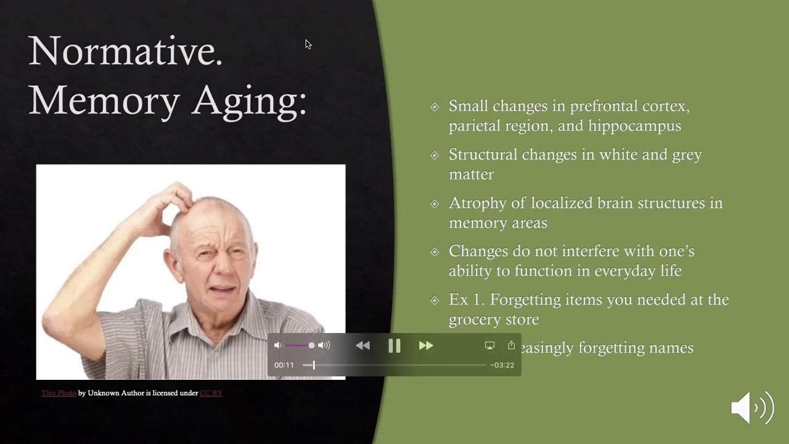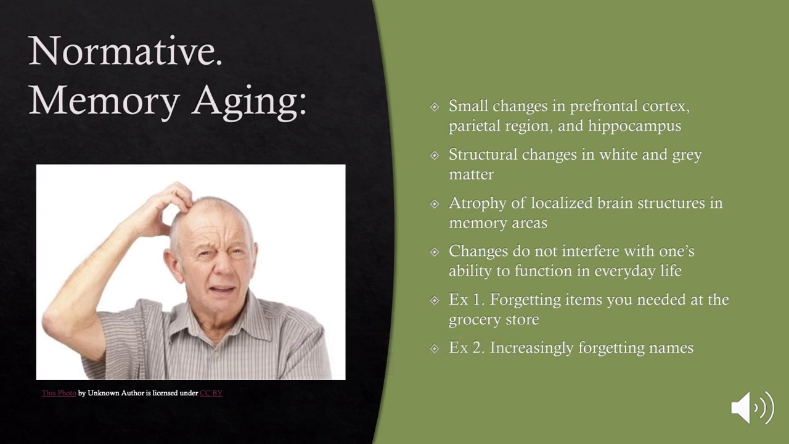First, I want to talk about normative memory aging. Normative memory aging refers to small changes in certain brain regions listed here, structural changes in the white and the gray matter of these regions, atrophy of localized brain structures in these particular memory areas, and particularly these changes do not interfere with one's ability to function in everyday life.